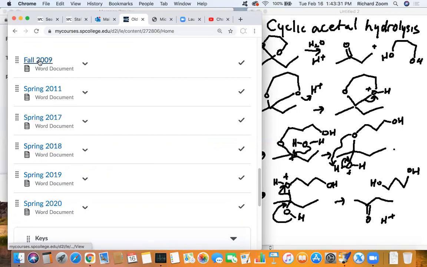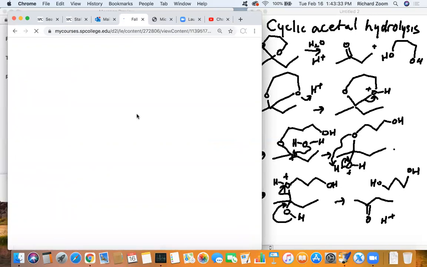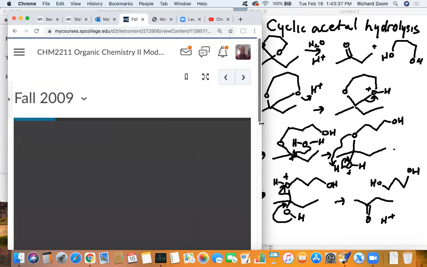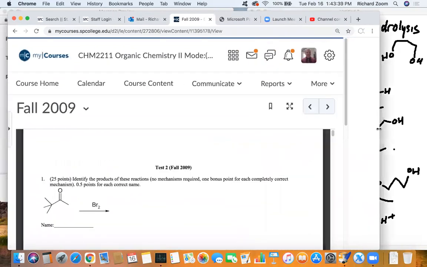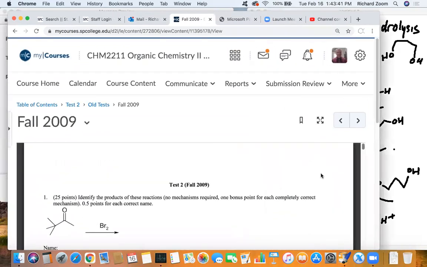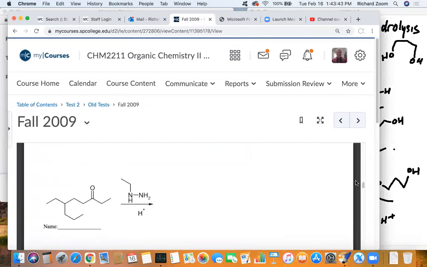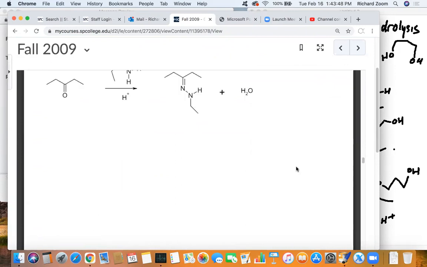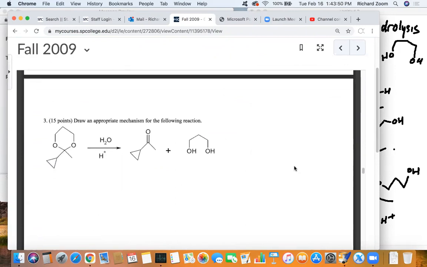So let's have a look. I'll look at fall 2009 just for kicks. And the question I'm referring to here that has the cyclic acetal question would be, in this case, I think it's question 3. There you go. And this one was cyclic acetal hydrolysis. So as you can see, that's an example. But it could have gone the other way as well. It could have started with these and ended with this one.